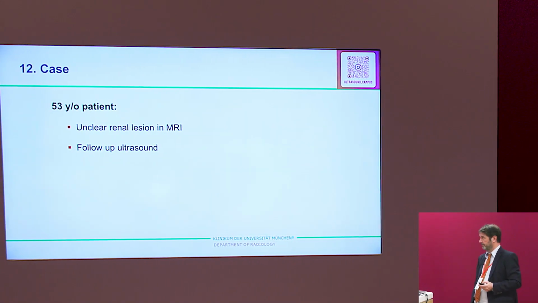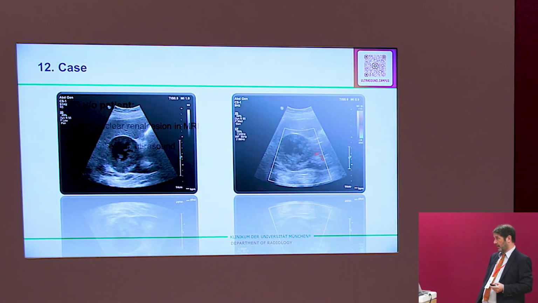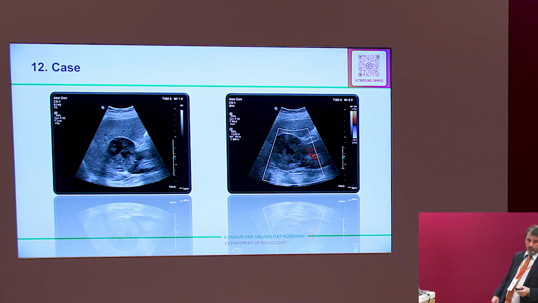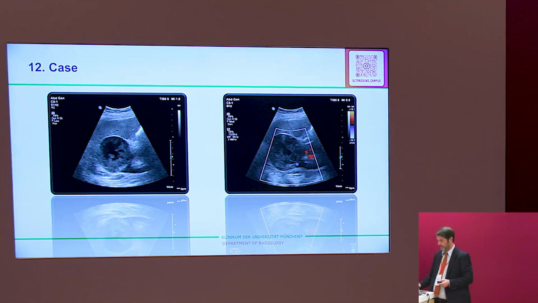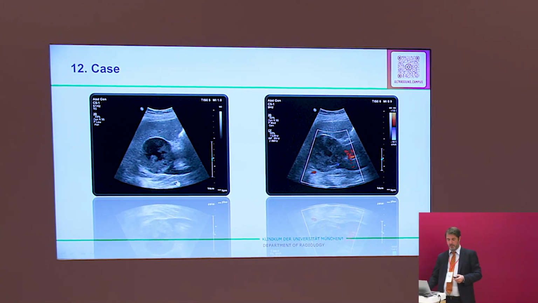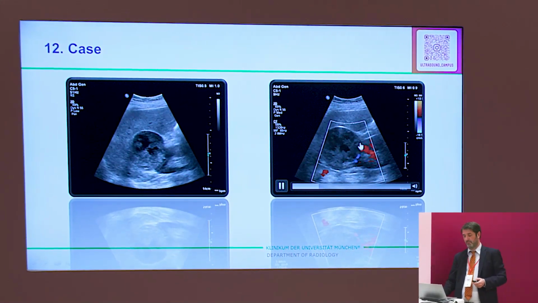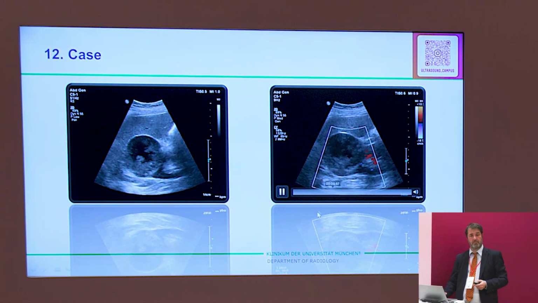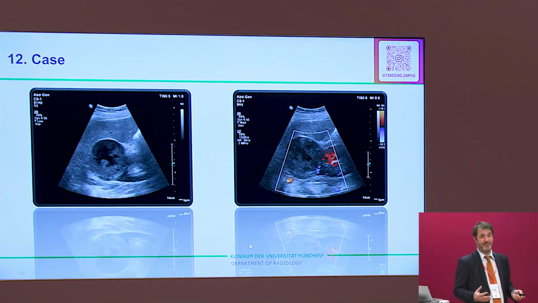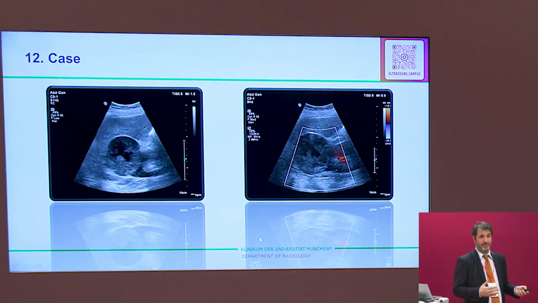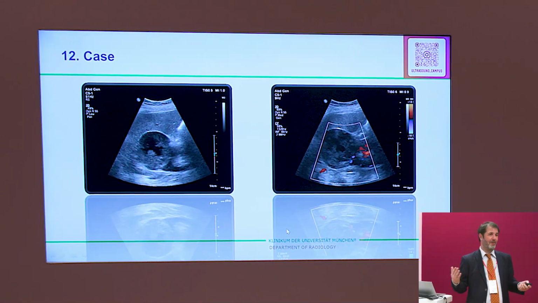Another case. Unclear renal lesion detected in the MRI. The patient comes for follow-up. I show you the conventional grayscale and color Doppler. So we see there is a big lesion on the right kidney. Color Doppler could not show any vascularization. Now the key question is: is color Doppler not good enough to show vascularization, or is there no vascularization? That's the reason why we don't see any color.